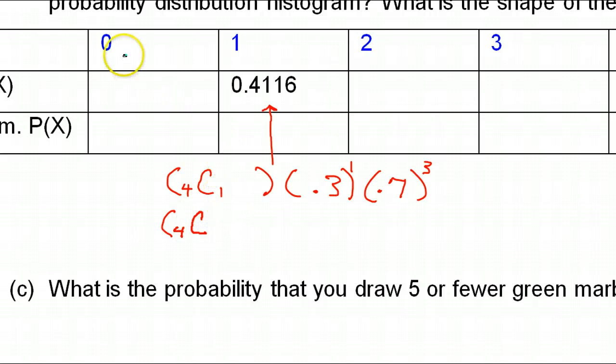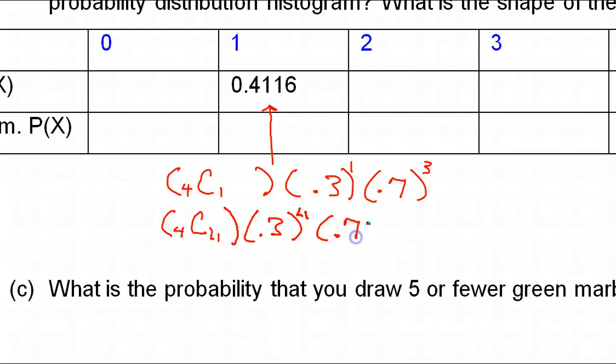Now, this 1 would change from 0, 1, 2, 3, 4. I put all the 0s, 1s, 2s, 3s, and 4s into list 1. So I'll put list 1 here for that. And then the 0.3 is not going to change, but these numbers are going to change depending on which one I'm doing. So this power will always be list 1. If I'm on 0, it'll be 0. If I'm on 1, it'll be 1. These are the values in list 1.